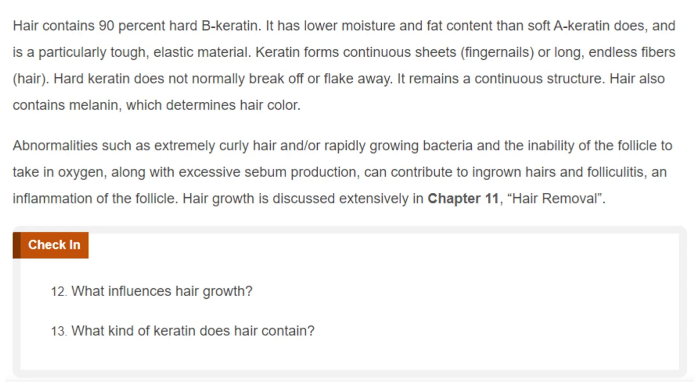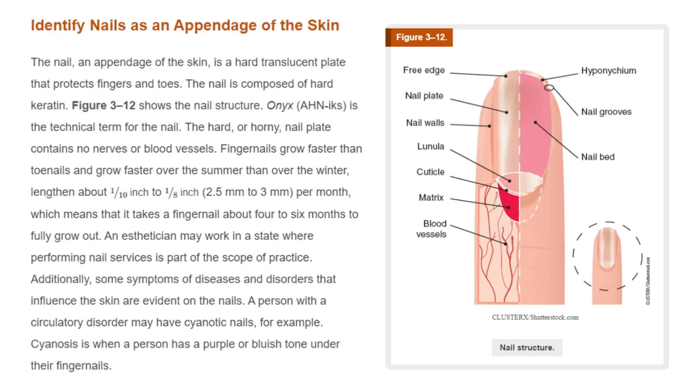Check in. What influences hair growth? What kind of keratin does hair contain? Identify nails as an appendage of the skin. The nail, an appendage of the skin, is a hard translucent plate that protects fingers and toes. The nail is composed of hard keratin.